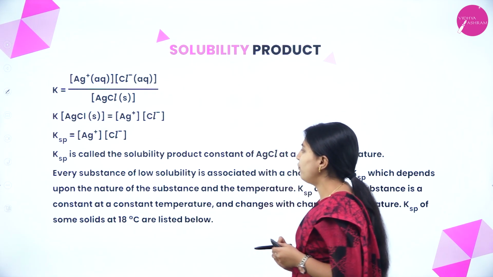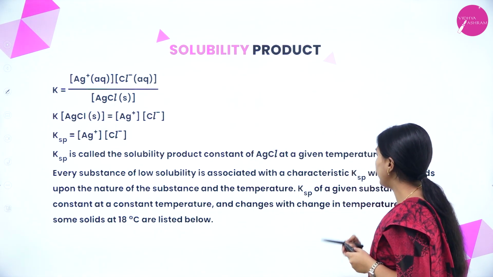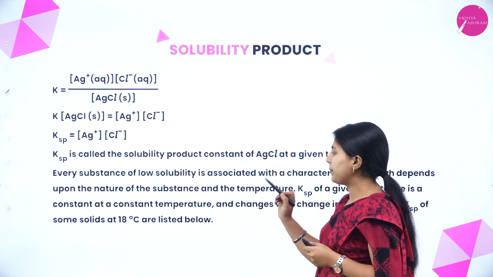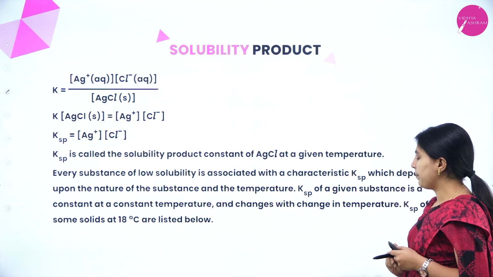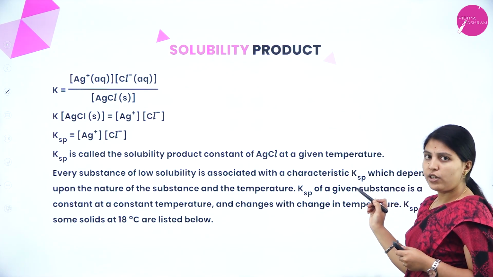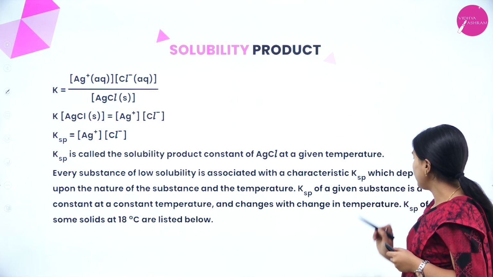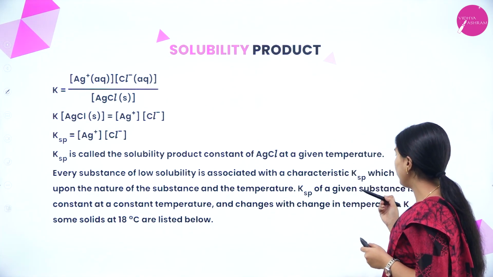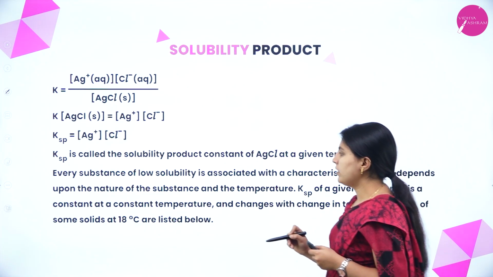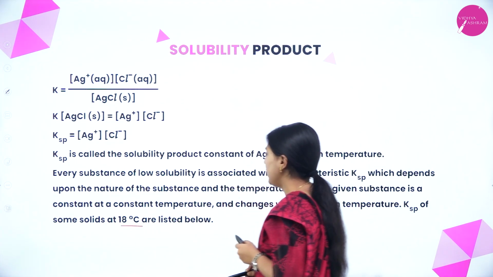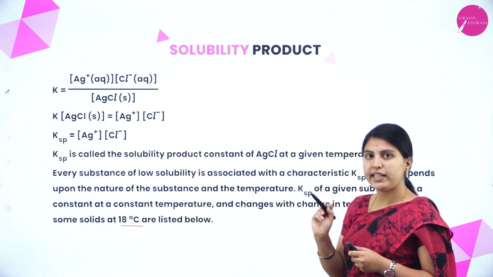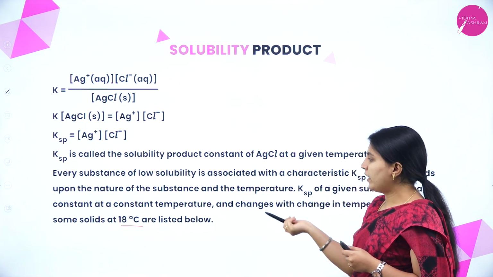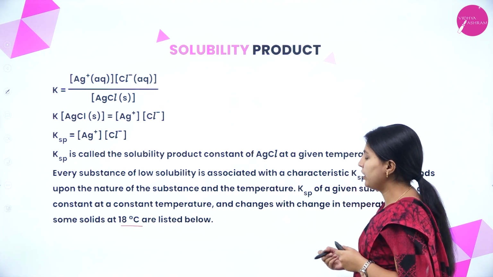Every substance of low solubility is associated with a characteristic Ksp, which depends upon the nature of the substance and the temperature. So the solubility product of a given substance is a constant at constant temperature and changes with the change in temperature. Values here are at 18 degrees Celsius. Okay, usually at a given temperature it will be constant, but at a temperature other than 18 degrees Celsius it may be changed.